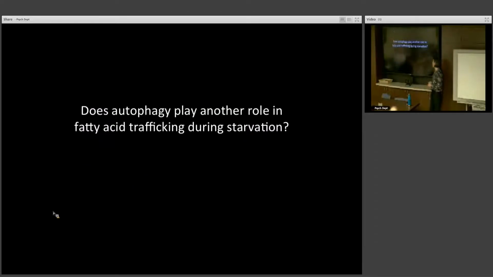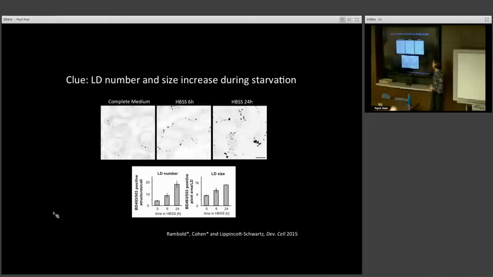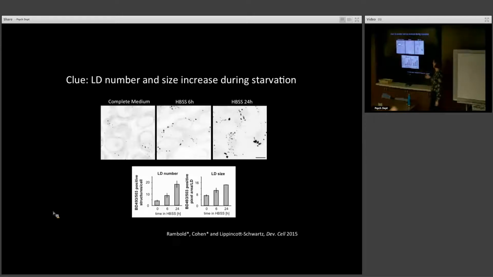But we wondered whether autophagy is playing another role in fatty acid trafficking during starvation. And the clue for this came from a surprising observation that lipid droplet number and size were actually increasing during starvation. This is an inverted fluorescence micrograph looking at total lipid droplets, using a hydrophobic dye labeling lipid droplets. And to our surprise, when we were starving cells, rather than disappearing, both the lipid droplet number and size were increasing up to 24 hours after starvation.